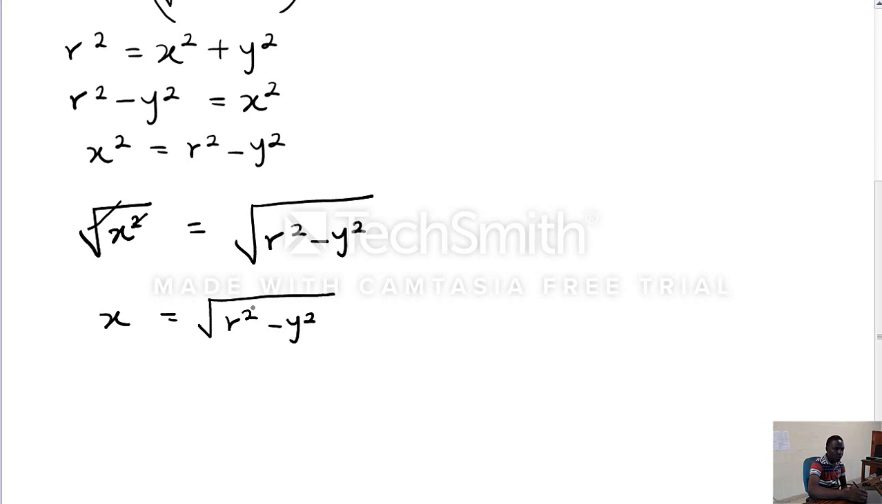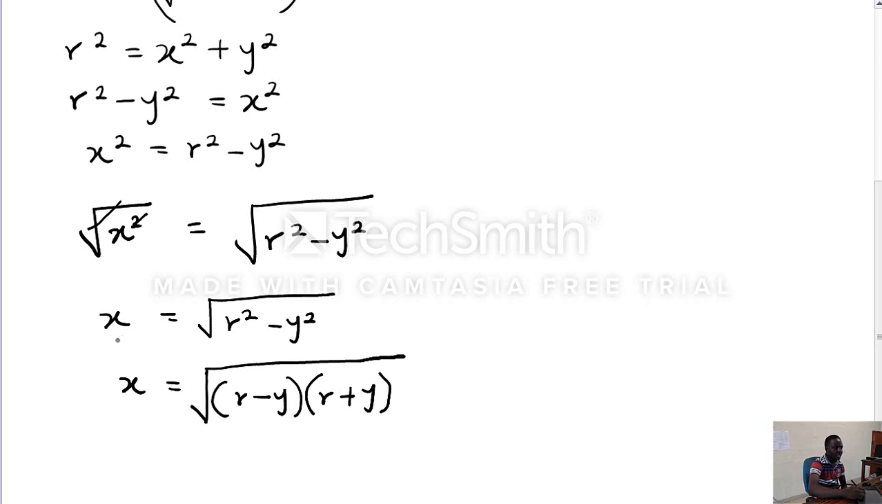Okay, but what I have under the square root sign can be seen to be a difference of two squares, and with the knowledge of difference of two squares, we can still simplify this to be x is equal to square root of bracket r minus y into bracket r plus y. But in other cases, you can just stop at this point, and if you want to simplify further, then you can express it in this form.